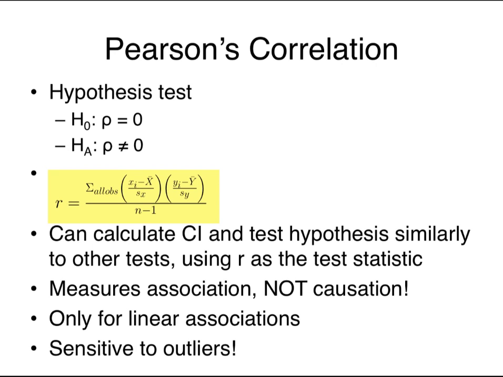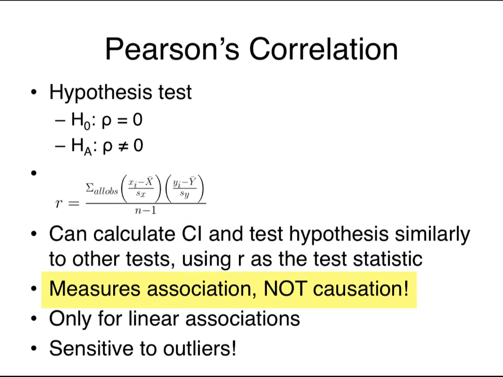You don't have to memorize this, and you'll never be asked to calculate this by hand. It's more important that you understand the concepts and how to interpret the results. But here's the formula if you're interested in how this measure is derived. With the Pearson's correlation, the methods for calculating the confidence interval and testing hypotheses are really similar to other tests that we've discussed during the course, but you use Pearson's correlation as the test statistic.